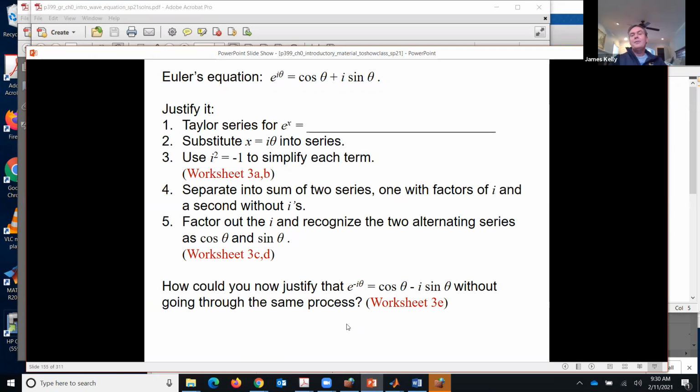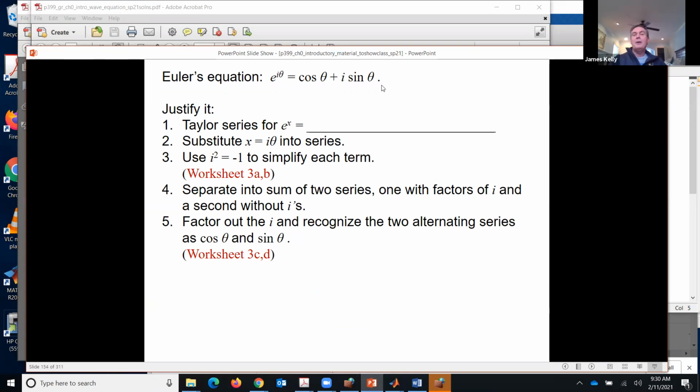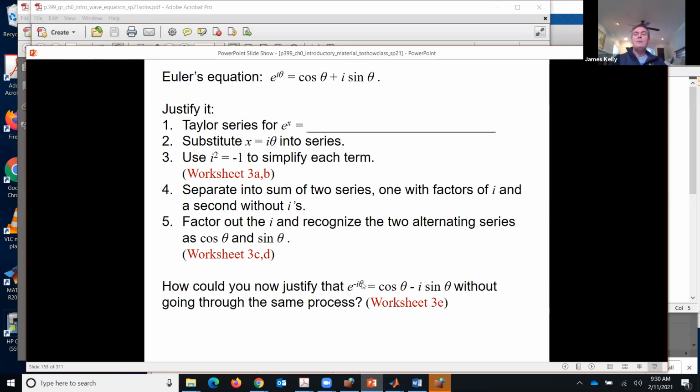Okay, now, so that's one example of Euler's equation. There's another related one, which is an expression for e to the minus i theta, which is cosine theta minus i times sine of theta. Can anybody think of how to justify that without going through the whole process? Of course, we could imitate what we did up here and repeat all that work, but we don't really need to justify this one once we've already justified the one up at the top. How could we easily get this lower one, the expression for e to the minus i theta, from it?